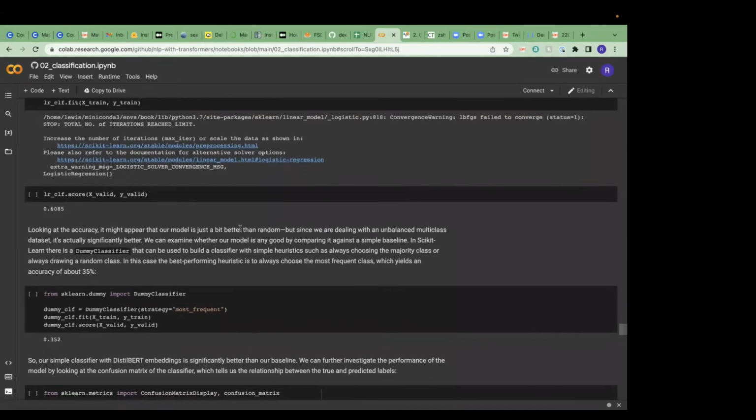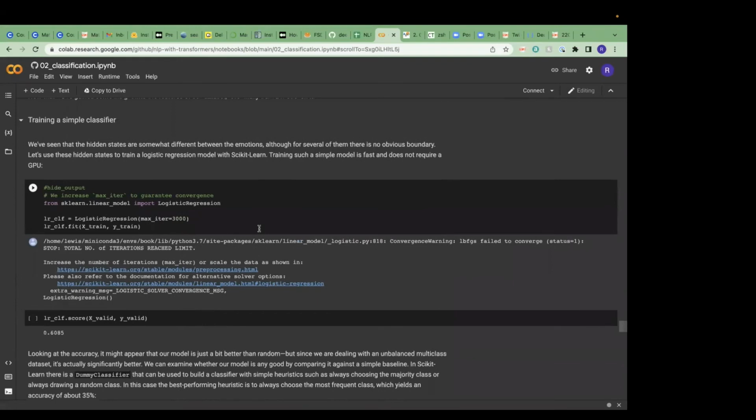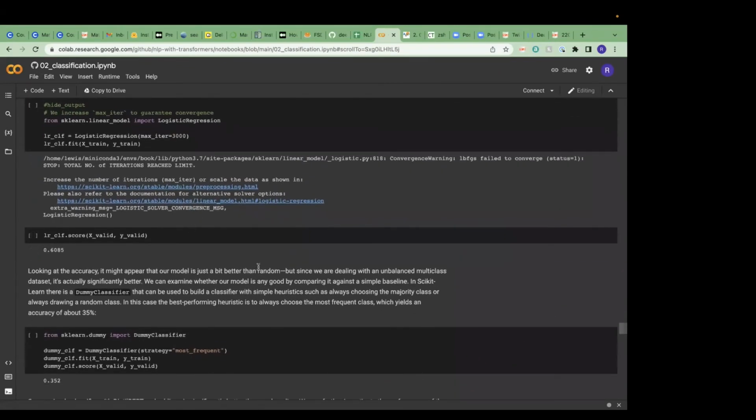So it's saying that's a bit better than random. I think random in this case would be 1/6 for every one, which means 16%, something like this. So 0.60 is actually much better than random. Yeah, it says it's a bit better than random, but I think that's much better than random.